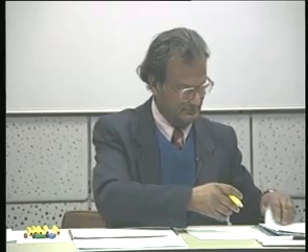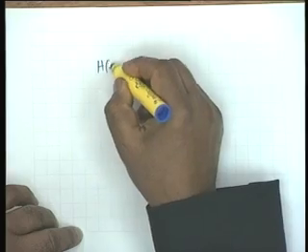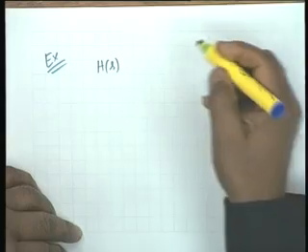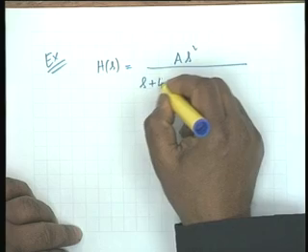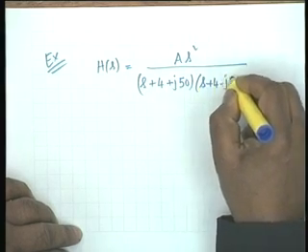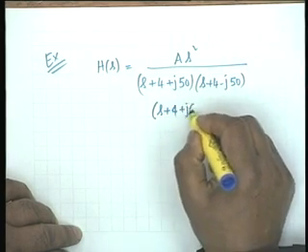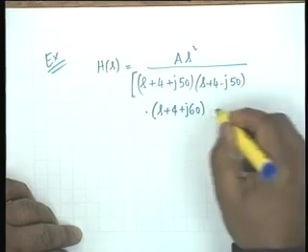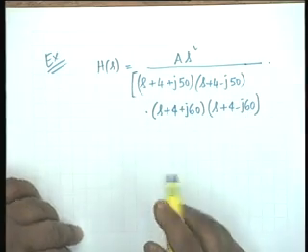We will take an example with 2 zeros. We take this example: H of s is equal to A s squared divided by, this is given, (s plus 4 plus j50)(s plus 4 minus j50) multiplied by (s plus 4 plus j60)(s plus 4 minus j60). This is what is given.